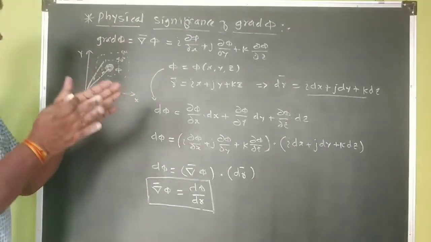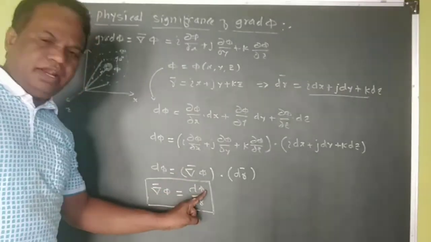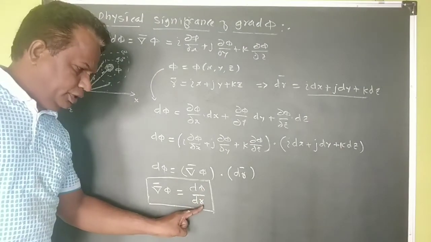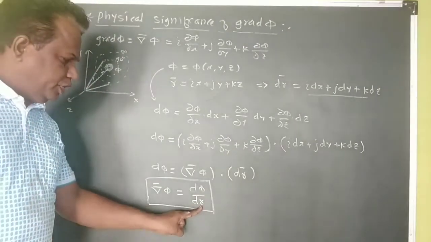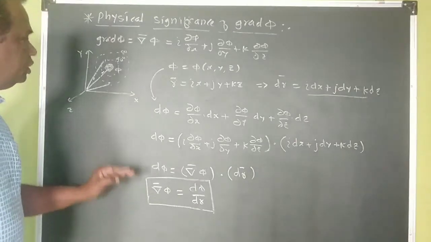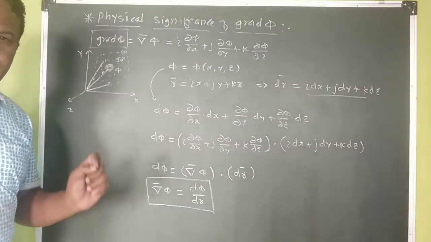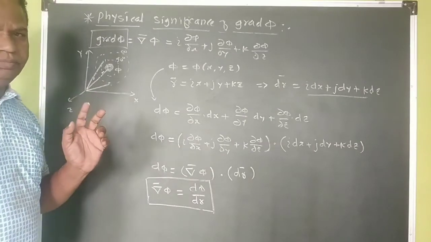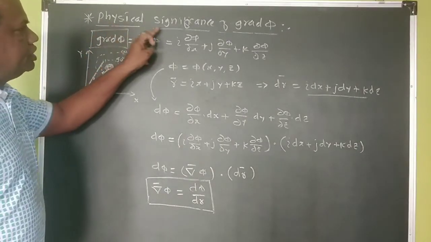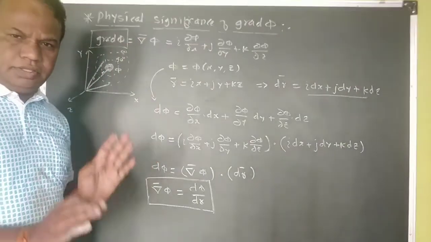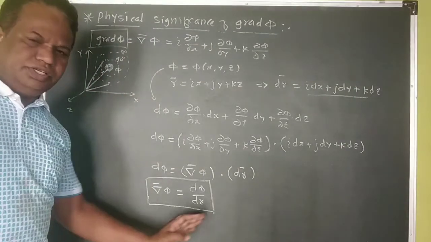That means the variation of any scalar quantity with respect to distance is explained by using the term represented as the gradient of a scalar function. So this is the physical significance of the gradient of φ. So I think you may understand all these things.